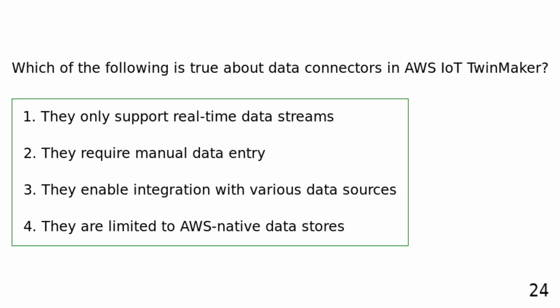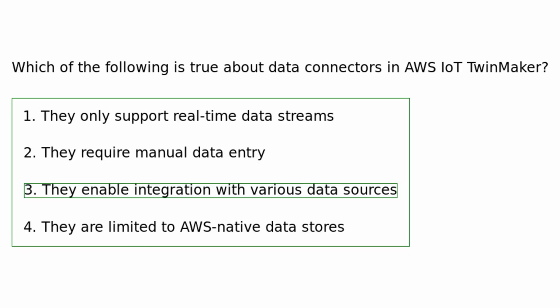Which of the following is true about data connectors in AWS IoT TwinMaker? They only support real-time data streams. They require manual data entry. They enable integration with various data sources. They are limited to AWS native data stores. Data connectors in AWS IoT TwinMaker enable integration with various data sources, both AWS and external, allowing users to incorporate diverse data into their digital twins.